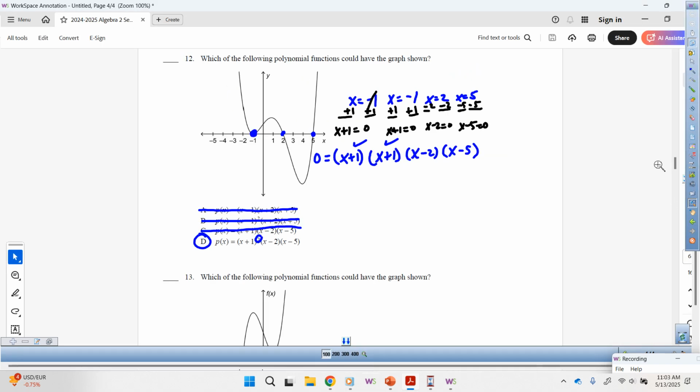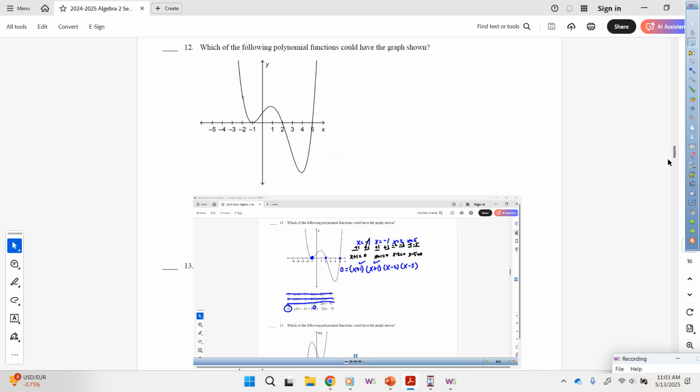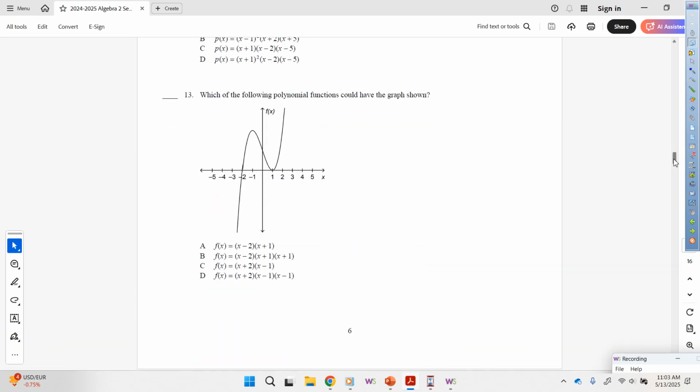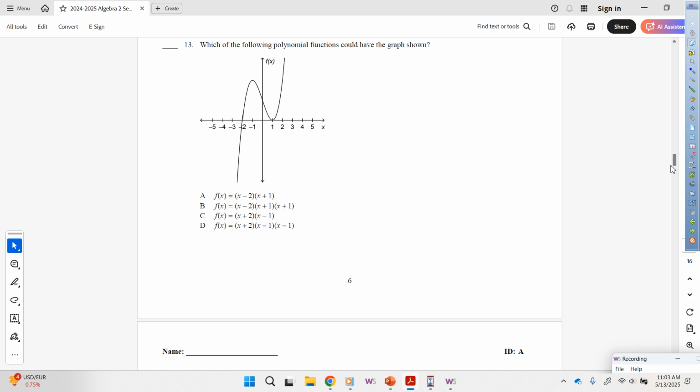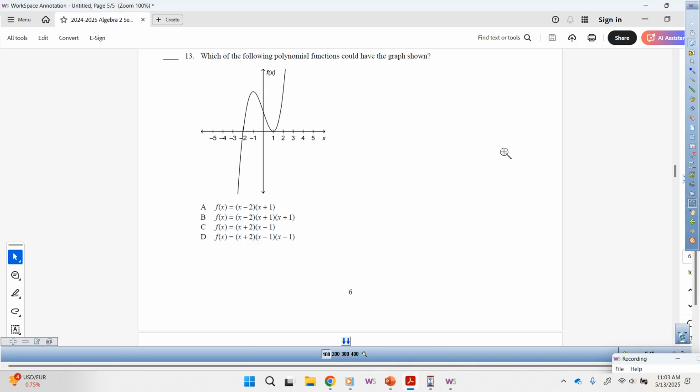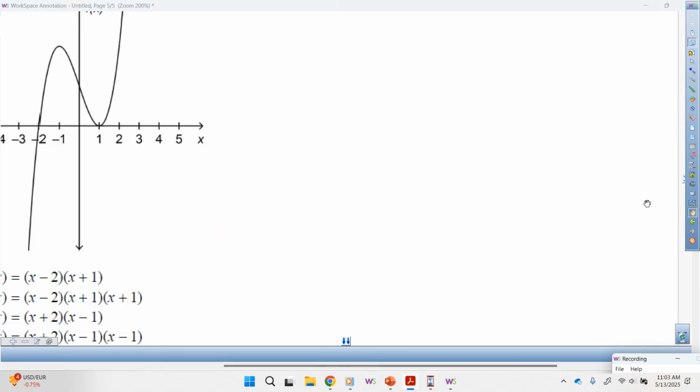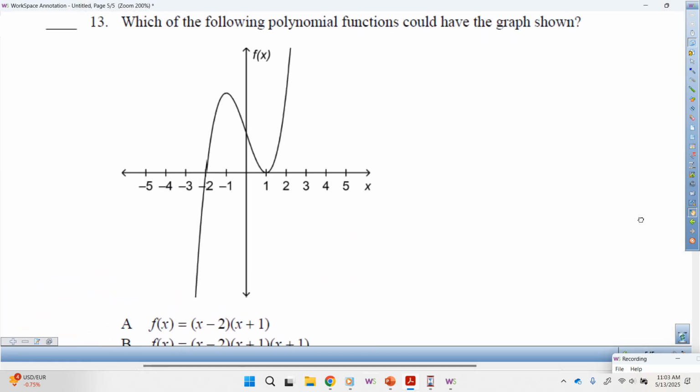All right. Let's go to number 13. Let me zoom in. Same process for this one. Let's get started. Start with the first x that they give us. What is the first x? x equals -2. Let's go to the next one.